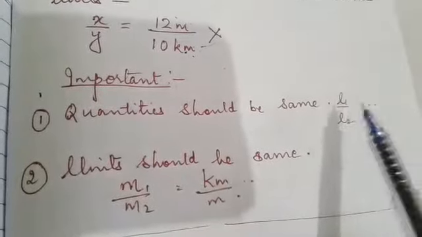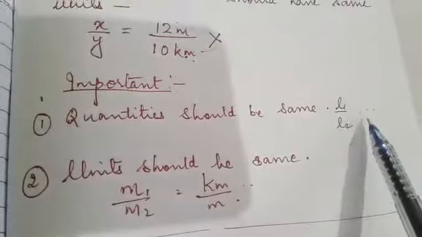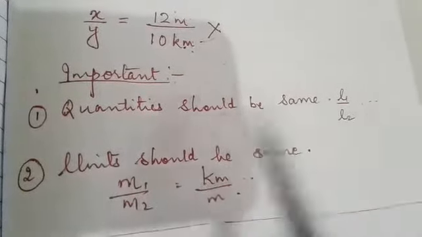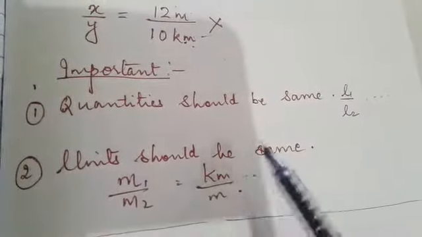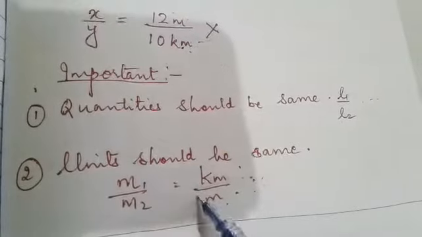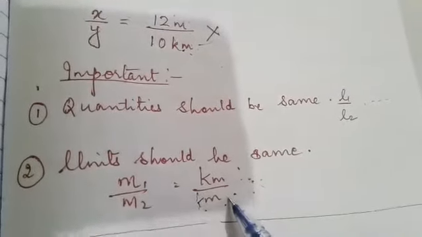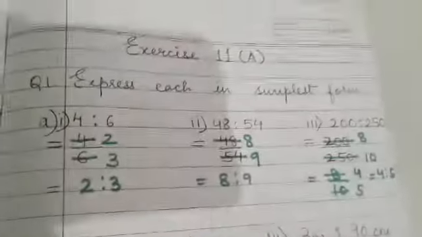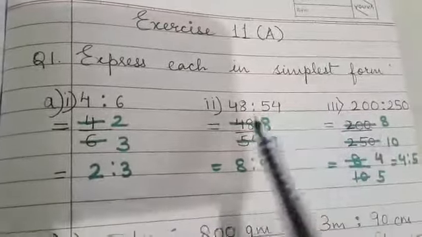So important is quantity should be the same. That is, length should be compared with length, weight with weight, time with time, hour with hour. Unit should be the same. Kilometer and meter cannot be compared. So you have to compare kilometer with kilometer only. Then we had exercise 11a, express each in simplest form.